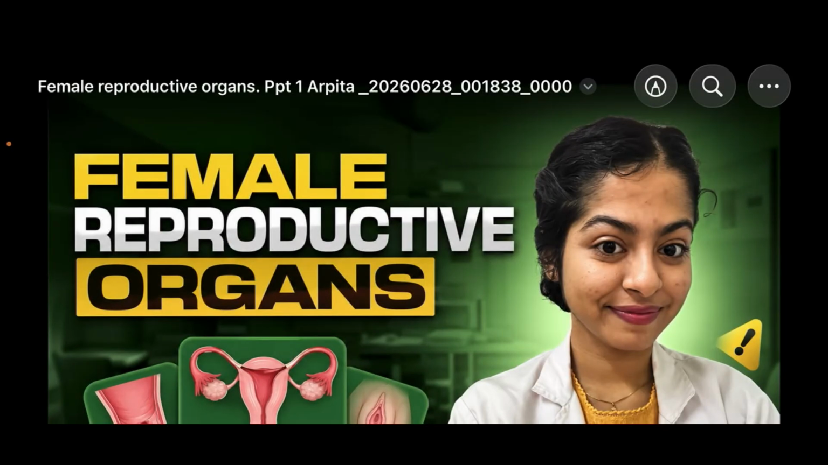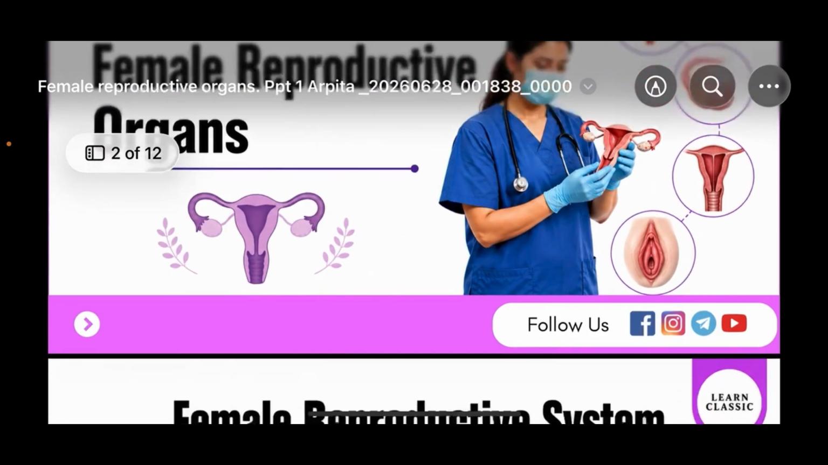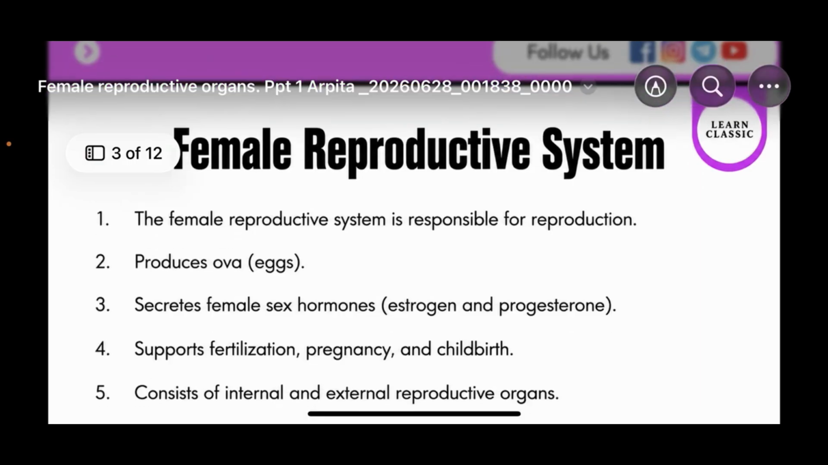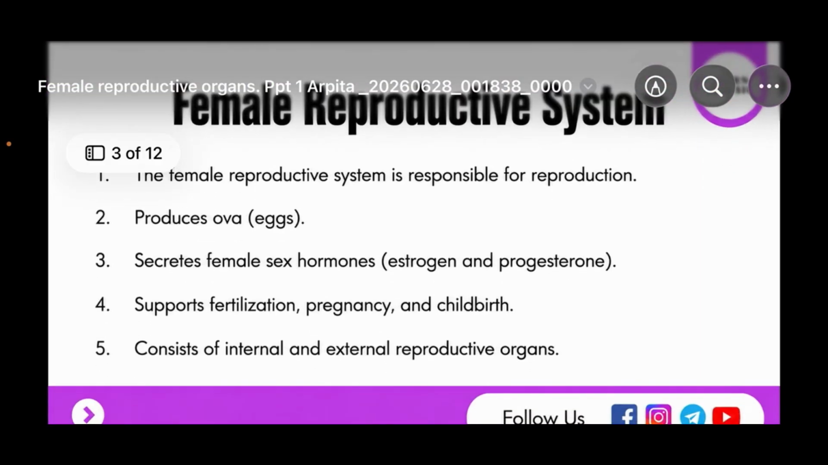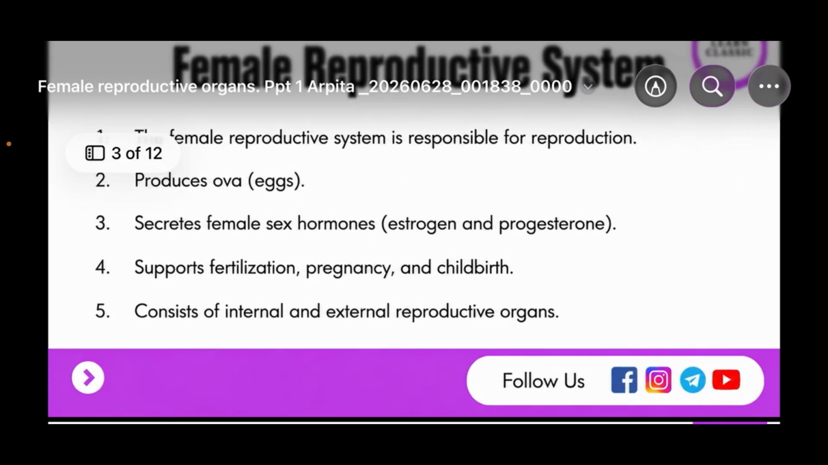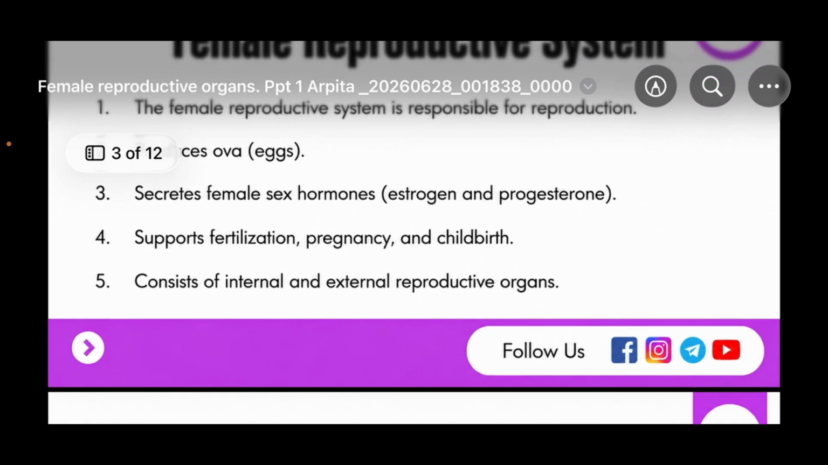Today we are going to read about female reproductive organs. The female reproductive system is responsible for reproduction, produces ova, that is eggs, and secretes female sex hormones estrogen and progesterone. It supports fertilization, pregnancy and childbirth, and consists of internal and external reproductive organs.